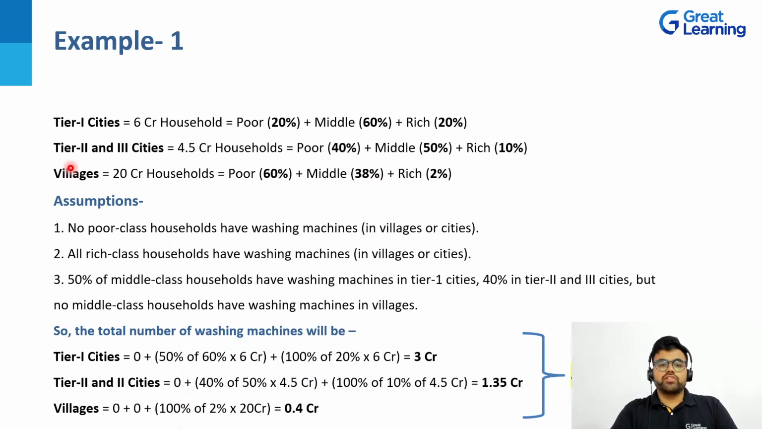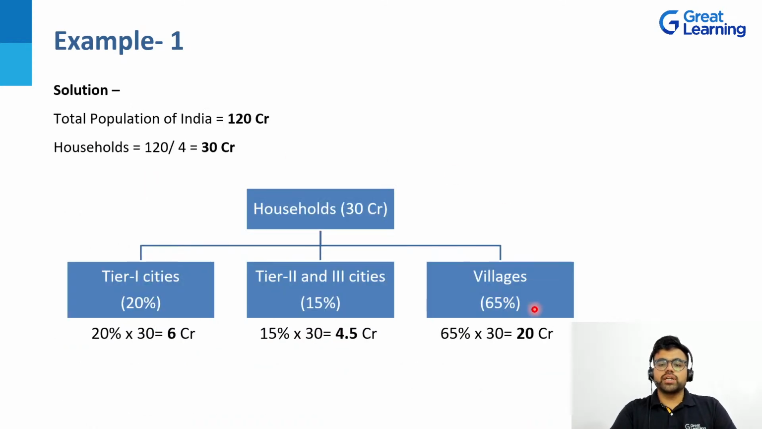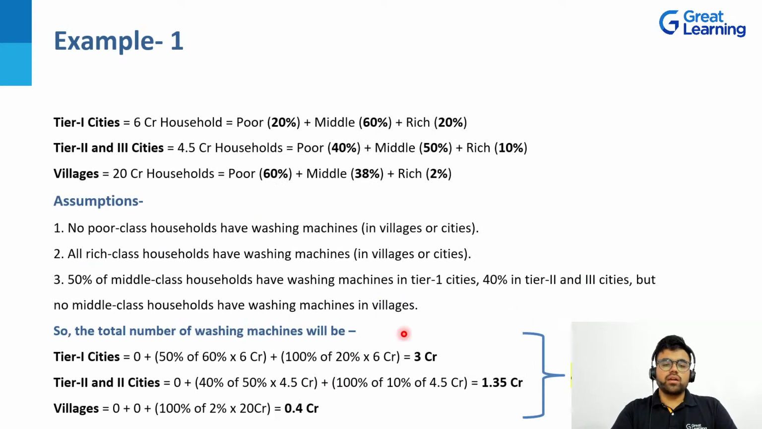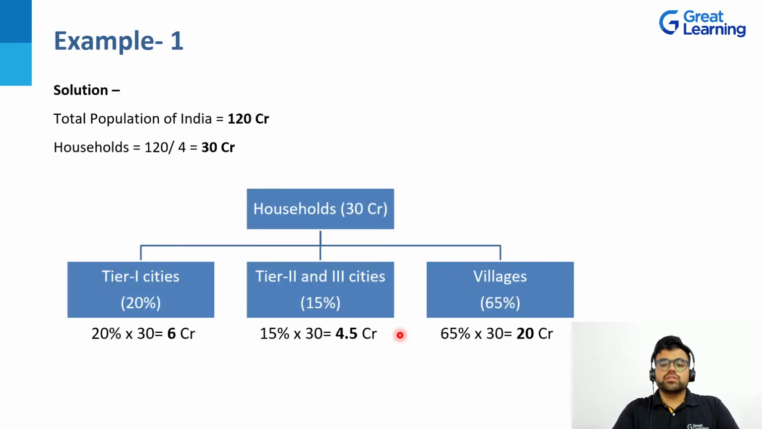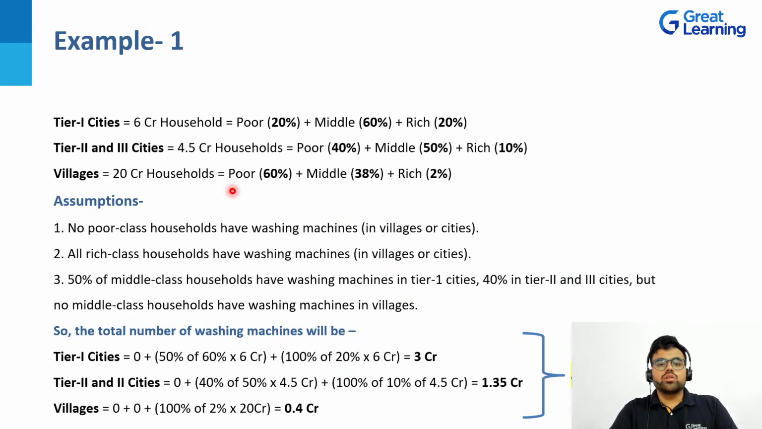Then comes the villages. Villages have the maximum number of households. We calculated that 20 crore households live in villages. So the villages would dominate most of the poor people. So 60% of the people we will consider as coming under the poor category. Then you can make it, let's say, 35% and make 5% this. That is also okay. But we have considered here the middle class population to be 38%, and rich as 2%.